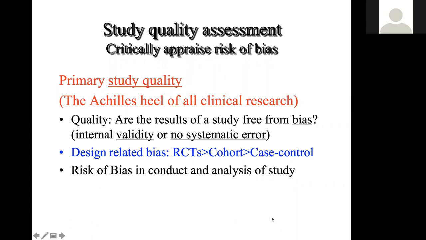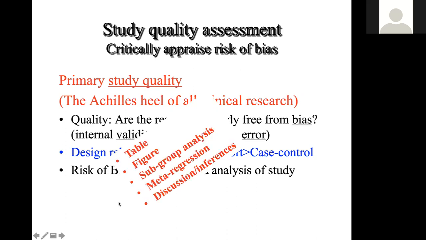And design-related bias is assessed by a hierarchy of evidence. And bias in conduct and analysis is assessed by applying a detailed assessment using an existing checklist or adapting one for our own review. And this type of evaluation ought to be presented in the form of a table, possibly with a figure, and subsequently in meta-analysis, may be used in subgroup analysis and meta-regression, and finally in making inferences at the time of writing the discussion.